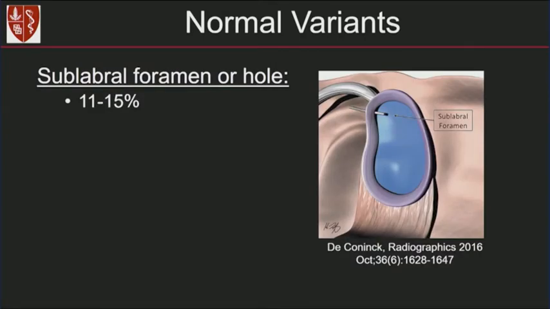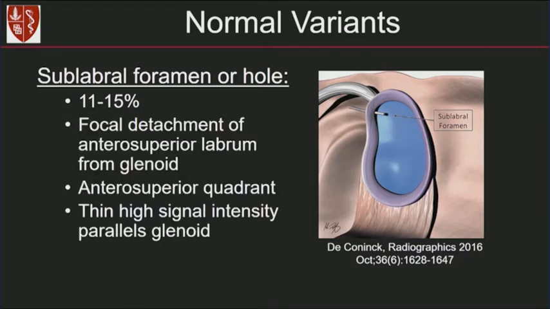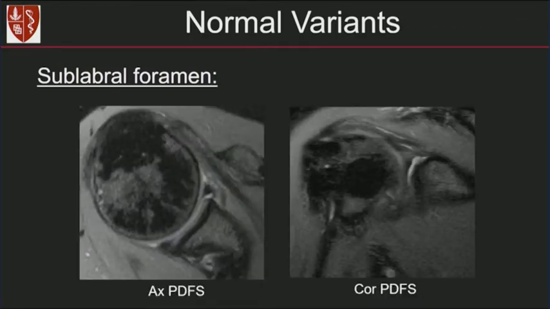The sublabral foramen occurs in about 15% of cadaver studies. It represents focal detachment of the anterosuperior labrum from the glenoid. Again, it's high signal intensity that parallels the glenoid. So here's our sublabral foramen on MR. We have axial and coronal PDFS sequences. Here you can see a cleft, a separation of the anterosuperior labrum from the glenoid. Coronal images nicely show this cleft that parallels the glenoid.